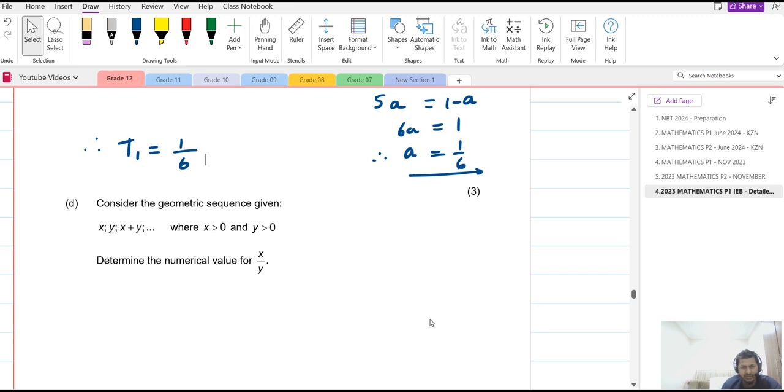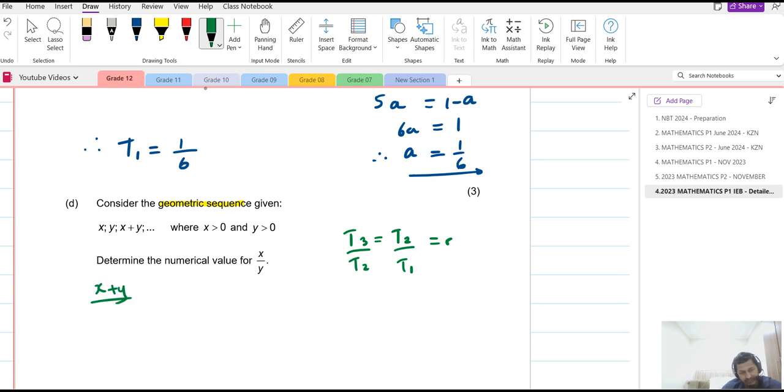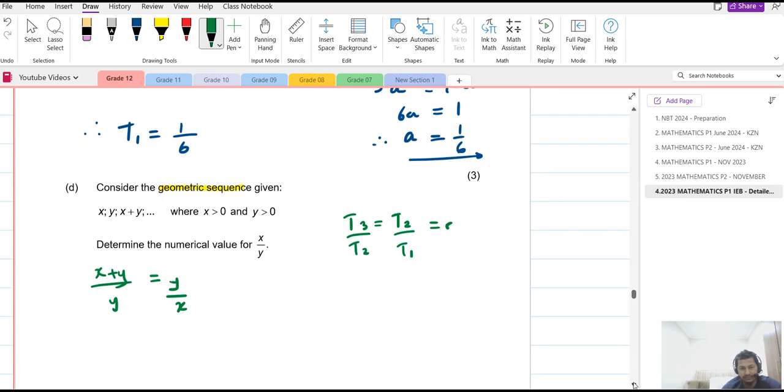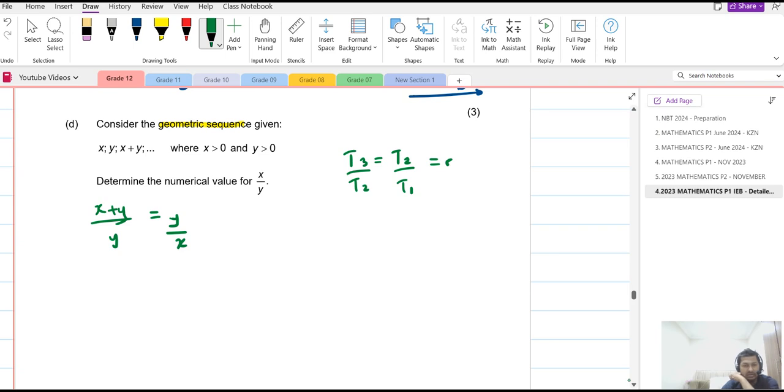Consider the geometric sequence given. x, y, x plus y: term 1, term 2, term 3 is a geometric sequence. What's the property of a geometric sequence? The property is term 3 over term 2 is equal to term 2 over term 1, which is called the common ratio. So what we can say is x plus y divided by y is equal to y over x. We have a problem here because we want to find the numerical value of x over y. We want to find the ratio. How are we going to find the ratio of x over y?